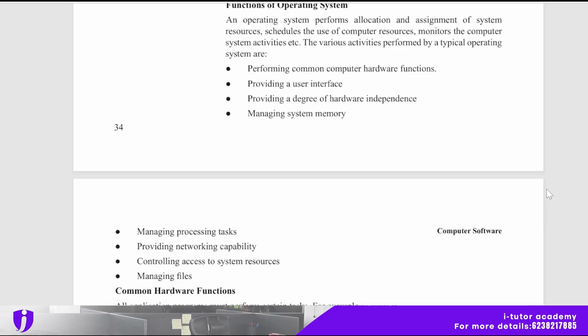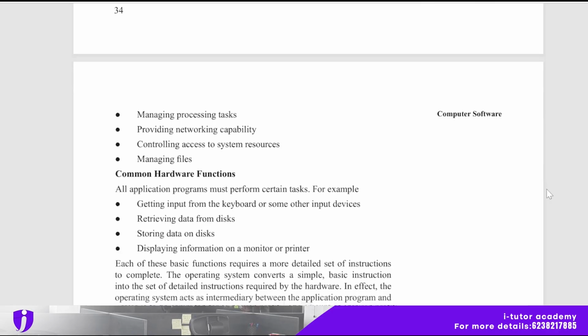The various activities performed by a typical operating system are performing common computer hardware functions, providing a user interface, providing a degree of hardware independence, managing system memory, managing processing tasks, providing networking capability, controlling access to system resources, and managing files.